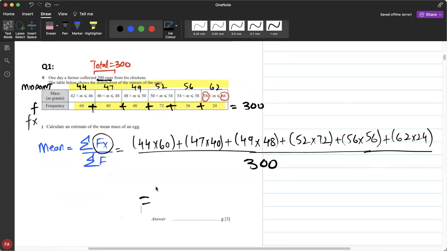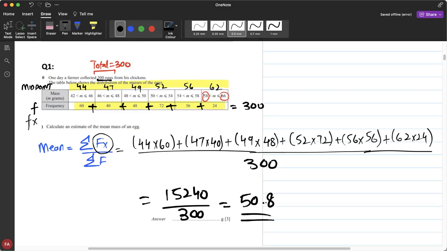If I did this in my calculator, let's see what the answer comes out to be. So my numerator comes out to be 15,240. In a similar way, my denominator stays 300. If I did this in my calculator, this ends up giving me 50.8 as my answer. And this right here, everyone, is my mean. I hope this question makes sense. In a very similar way, let's move on to the next part.